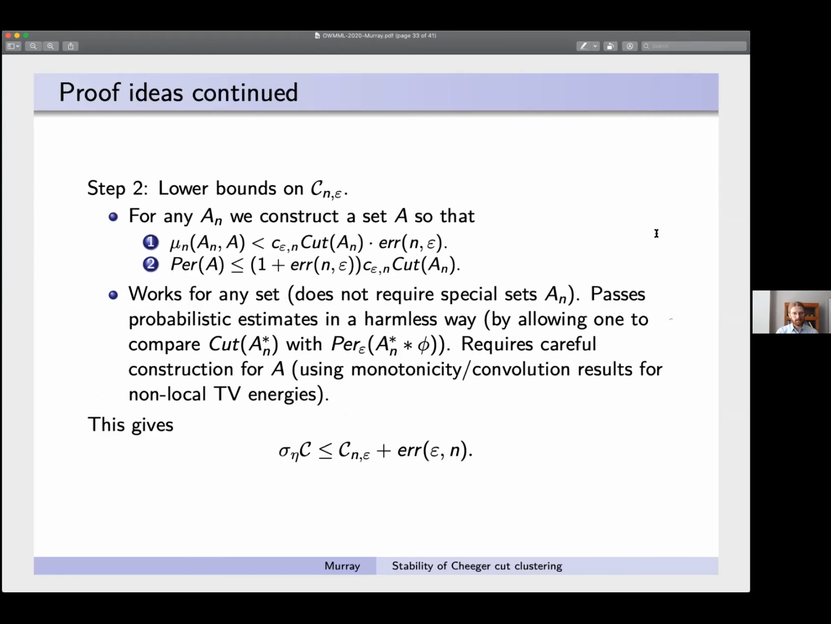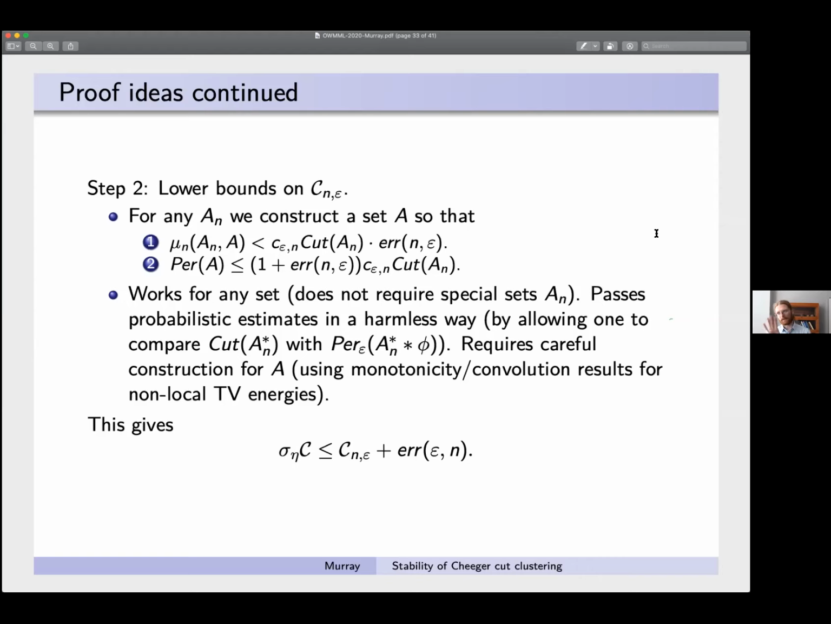On the other hand, one needs to also get a lower bound. And this is, I would say, the more difficult or challenging part of this analysis. Really what one does here is say, let's suppose that we're given any set on the graph, A sub n. Then given that set A sub n, we need to construct some set A in the continuum, which has comparable mass. So this mu n A n minus A is the distance between the two. I should have written that differently, sorry.